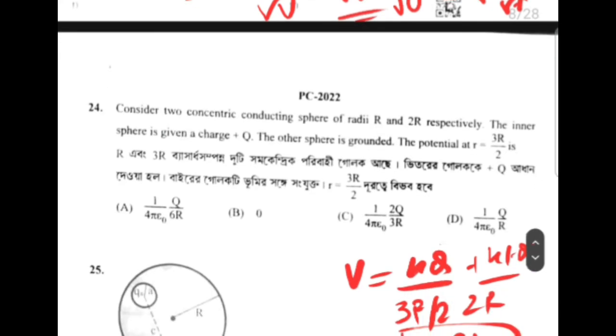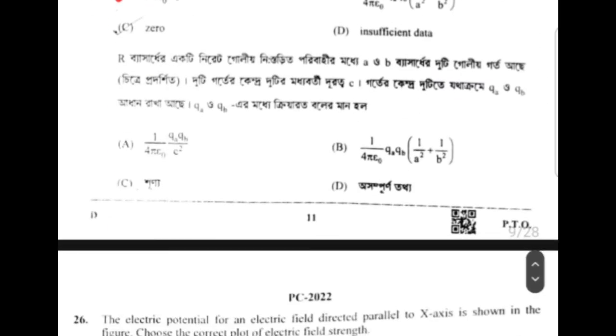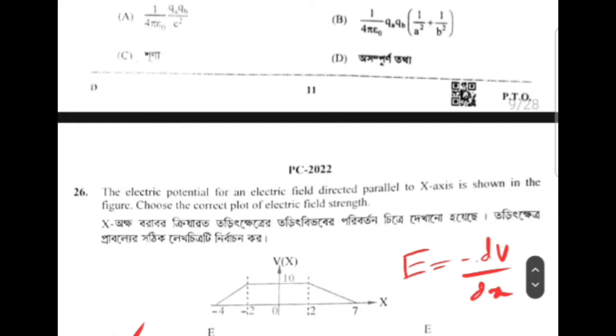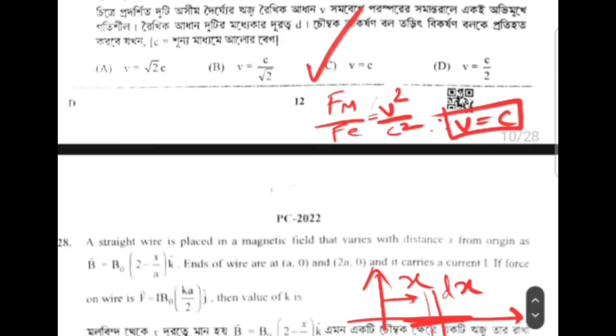25, option 1 is the correct option, because you have to find the force between only QA and QB, where the distance of separation is C. 26, you have to apply the formula E equals minus dV by dx. From here, we will get the correct option as A. 27, you have to just use the formula Fm by Fe equals v square by c square. So v equals c, so option C is the correct option.